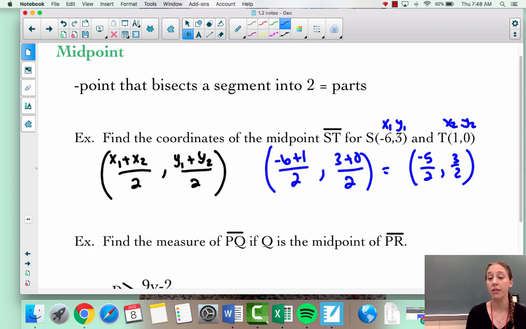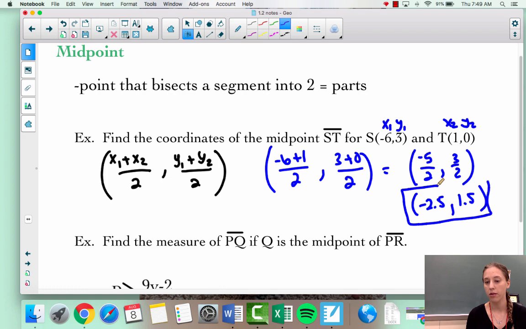And you're welcome to leave it in fraction form. So if you change it to decimal form, this would be the same as negative 2.5 and then 1.5. And obviously that would be a little bit more difficult to count on a grid, so it's easier to just plug it into the formula. So there's your midpoint. Okay.